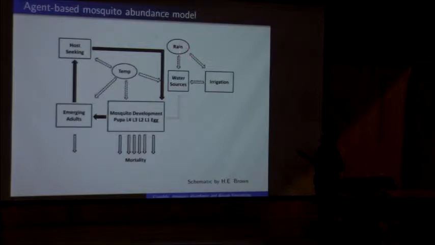Now, if it rains, I told you that you need water for eggs and immatures to develop. If you have no rain, there's no water outside, unless people have flower pots and things like this. So we take into account how much rain there is and other water sources to describe how many eggs you might have.